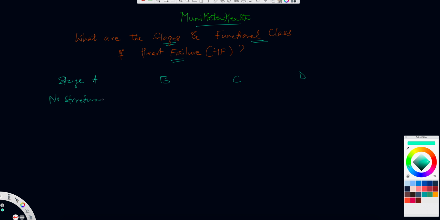Now stage A implies that there is no structural heart disease yet. In other words, if you were to look at it microscopically into these myocardial segments, you will not see any structural heart disease yet. Neither would it show up on any of your testings, including echocardiography, which is commonly done for anatomical and functional testing in a non-invasive ultrasound setting.